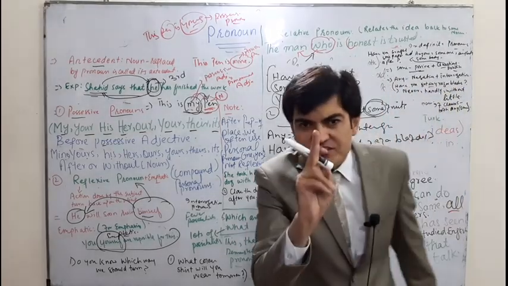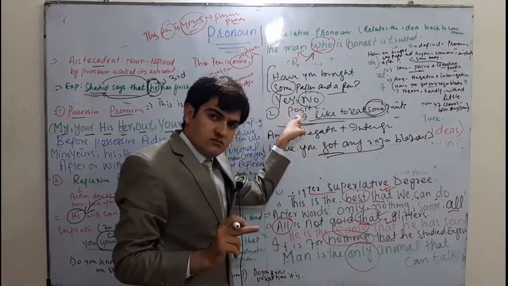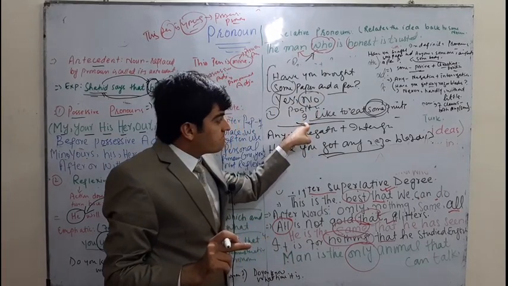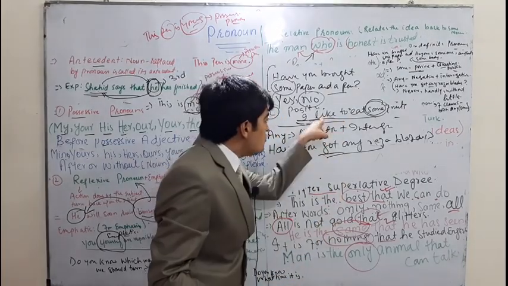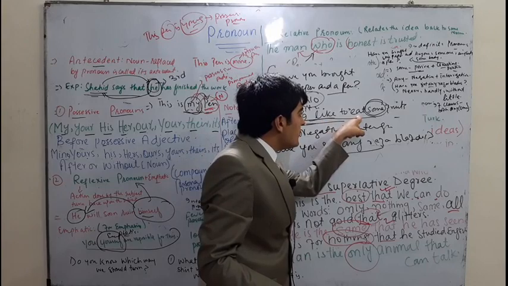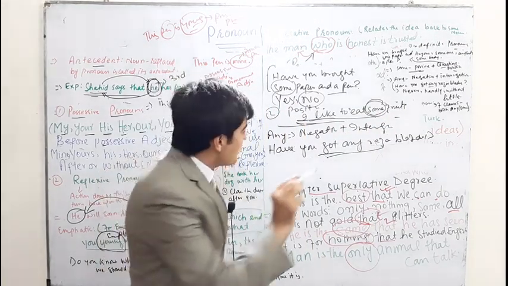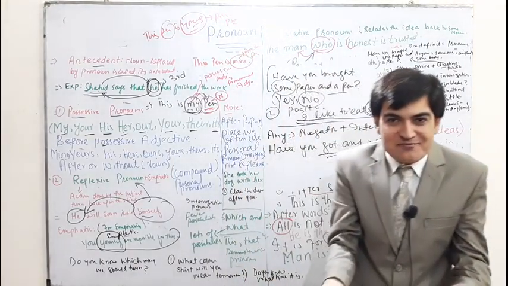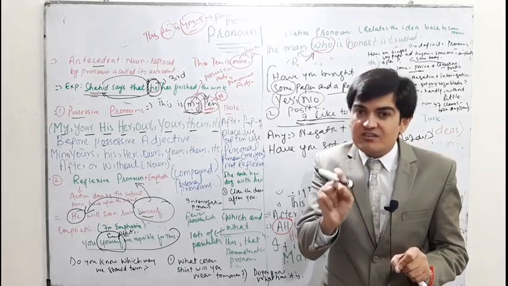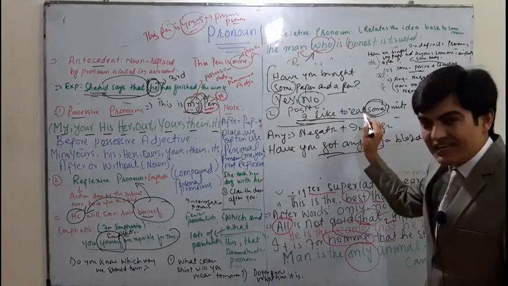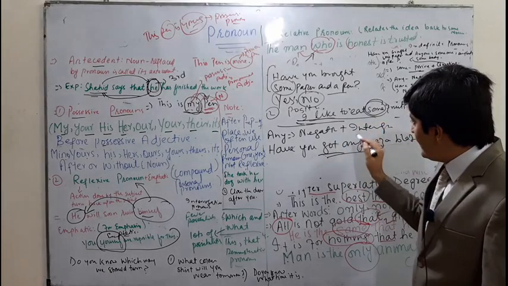But in negative sentences, keep one thing in your mind, it is very, very important. That some is used in positive sentences. For example, agar isi sentence ko main negative mein convert karu, I don't like any fruit. You cannot say I don't like some fruit. Why? Because don't is a negative statement. It carries a sense of negativity. So whenever there is a sense of negativity, over there you will be using what? Any.